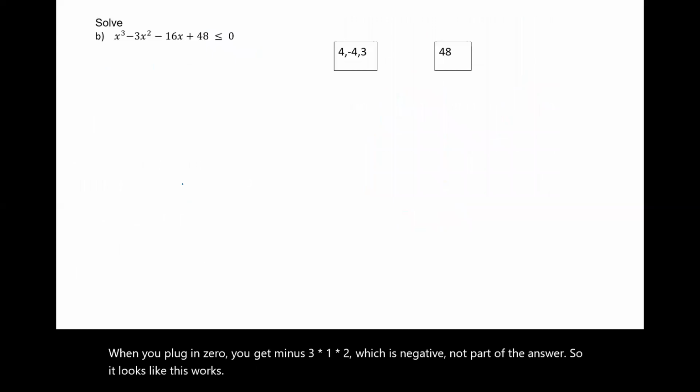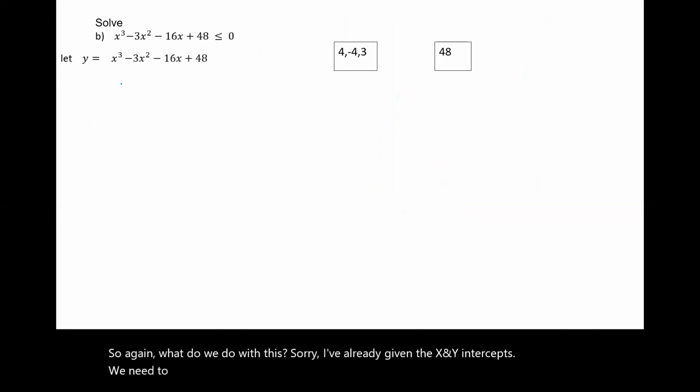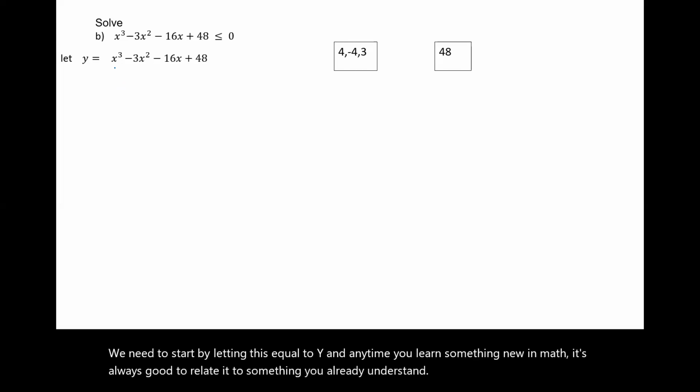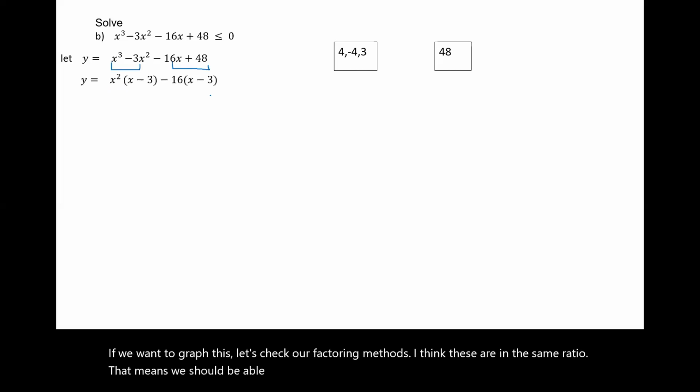So again, what do we do with this? Sorry, I've already given you the x and y intercepts. We need to start by letting this equal y. And anytime you learn something new in math, it's always good to relate it to something you already understand. If we want to graph this, let's check our factoring methods. I think these are in the same ratio. That means we should be able to factor that using a common factor.